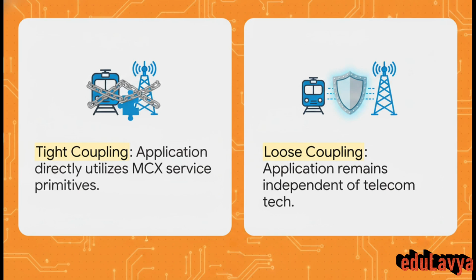Now, why does this matter so much? Because your vital systems, like automatic train protection, they absolutely require loose coupling. They have to stay totally isolated from any telecom shifts. Think about it. If the network upgrades from 5G to 6G overnight, that vital train application shouldn't even notice the difference. It just keeps working.